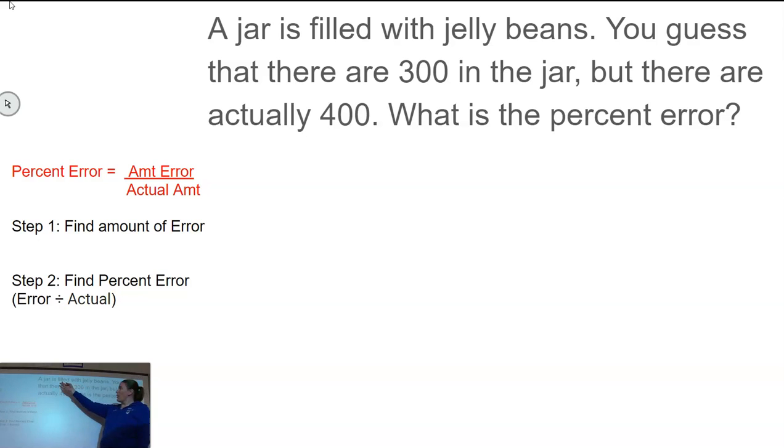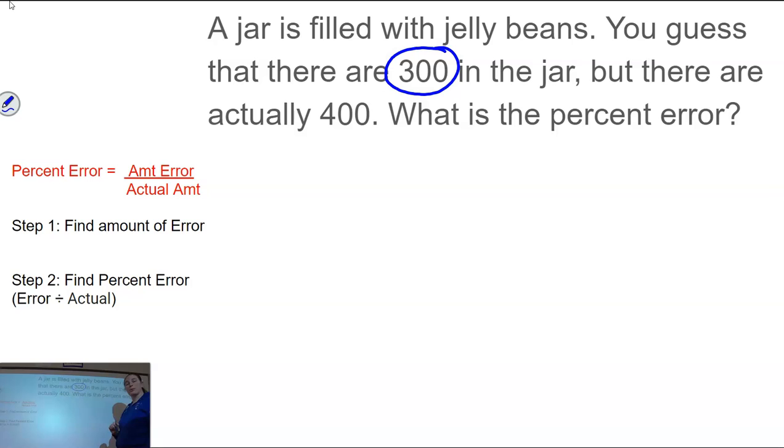So there's a jar that is filled with jelly beans. You guess that there are 300 in the jar, but there are actually 400. What is the percent error? So I put this over here, percent of error equals the amount of error over the actual amount. So the first step is to find the amount of error, or the difference between what you got and the actual amount. So we know that you guessed 300, but the actual is 400.